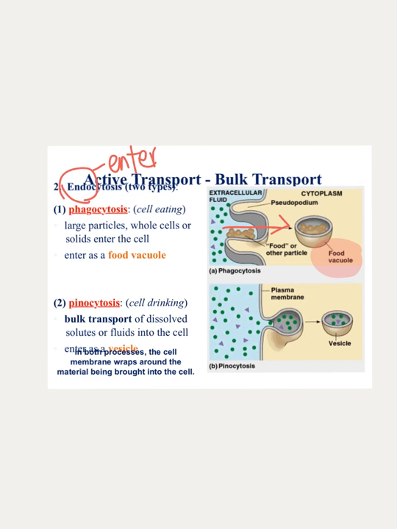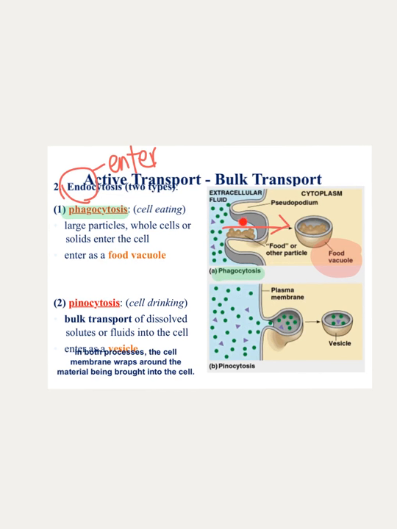Okay, so there's two different types here. The first type that we're going to look at is called phagocytosis, and phagocytosis is right here, and it's when large particles, whole cells or solids, enter the cell, and they enter themselves as a food vacuole. So we did talk about vacuoles when we talked about bacteria and viruses and different things that take materials into themselves as vacuoles, and then they can use it later. Okay, other cells do that as well.